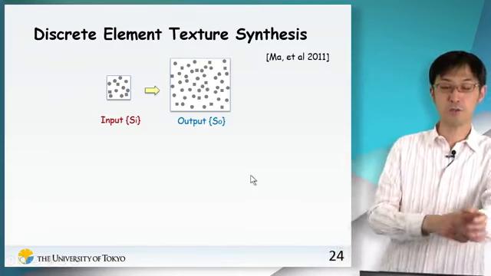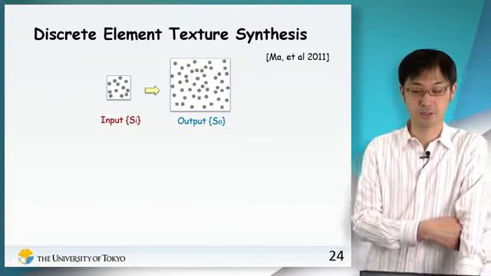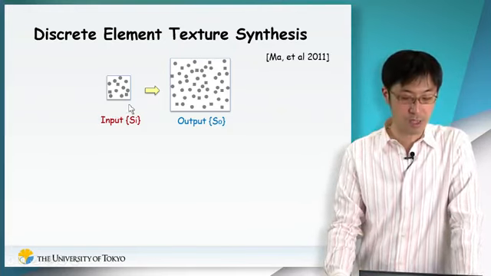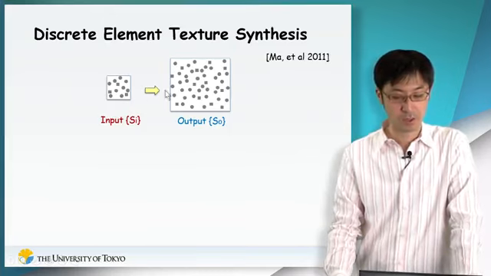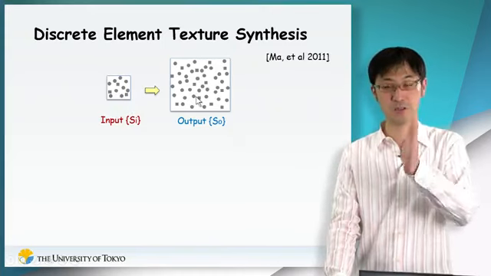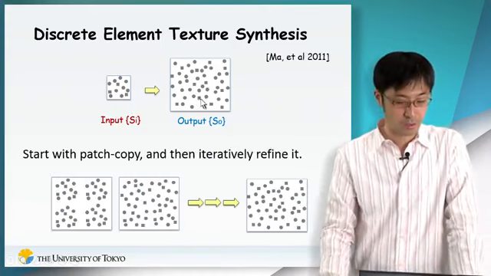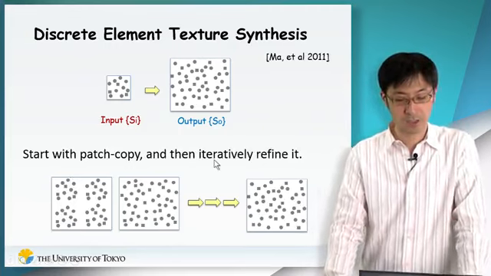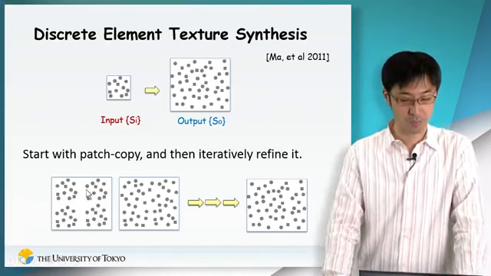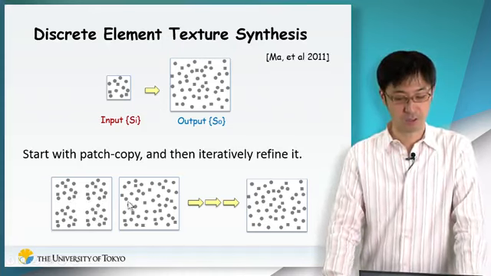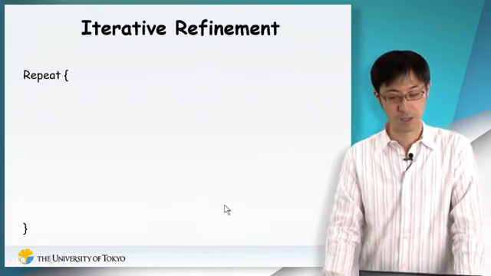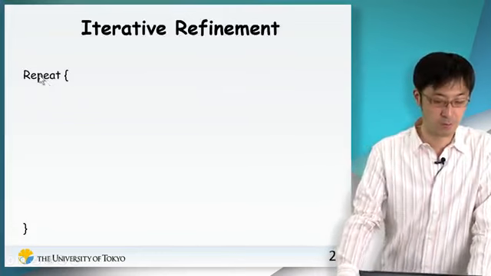The technique we use here is called discrete element texture synthesis. This technique takes an input example layout, and then it automatically synthesizes a new, larger layout without explicit repetitions. What it does is basically iterative refinement. It starts with just simple repetitions, patch and copy, repeated patterns, but gradually improves it, and then you finally get a very beautiful result. For each step, we repeat this.